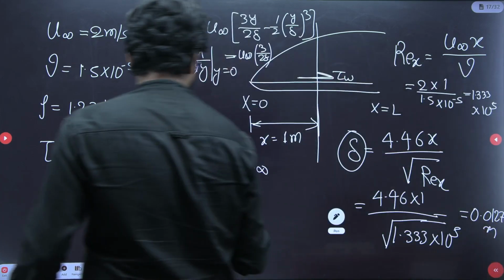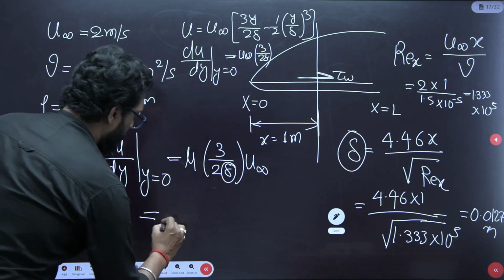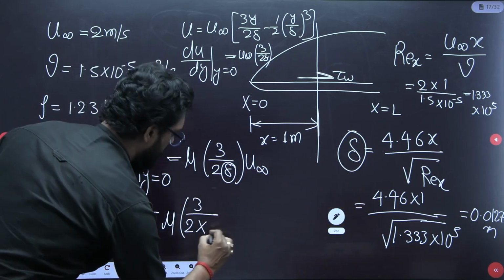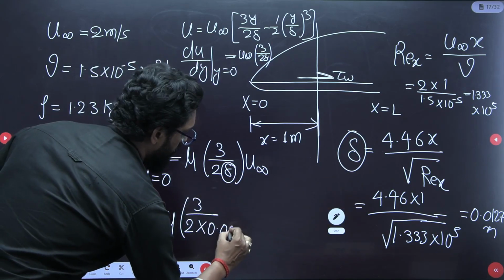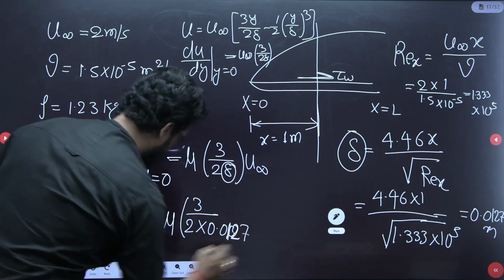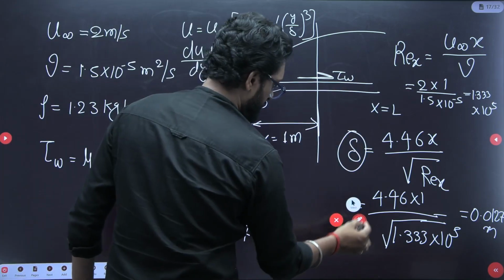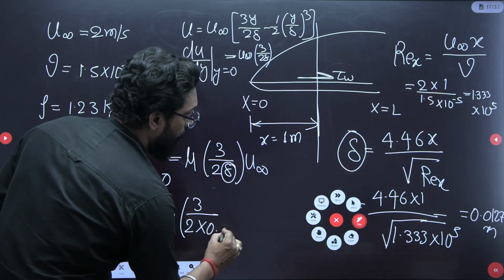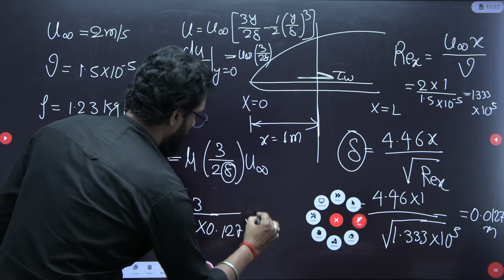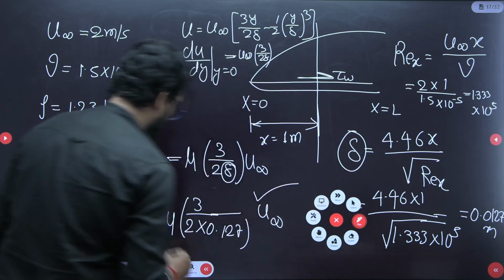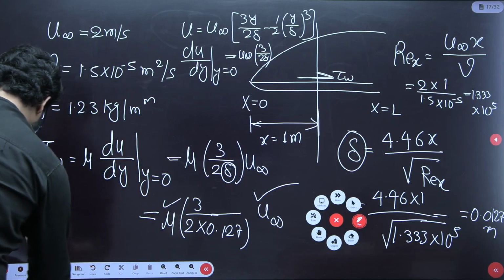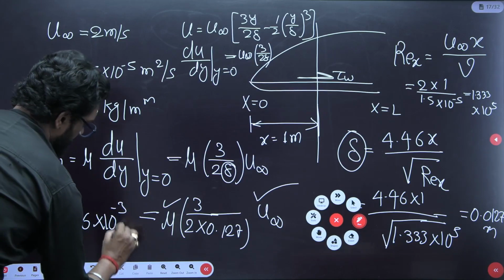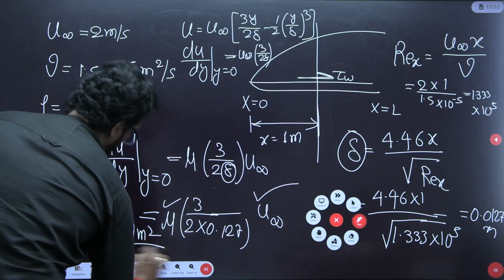Once you have found it, put this value back here. That means mu 3 by 2 delta you have. What is the delta? 0.0127, and U infinite you have, and this mu you have. So from here you can easily find 4.36 times 10 to the power minus 3 Newton per meter square. Clear?